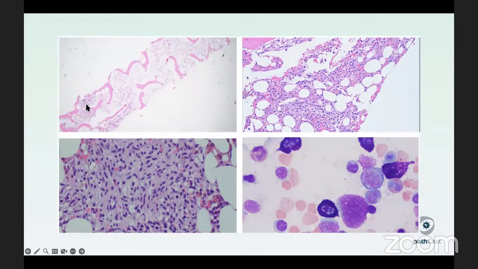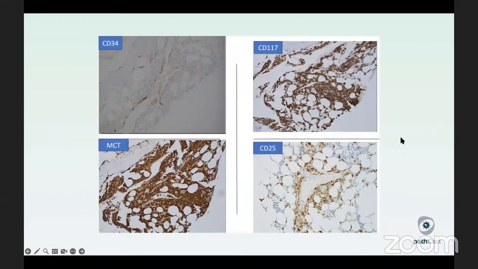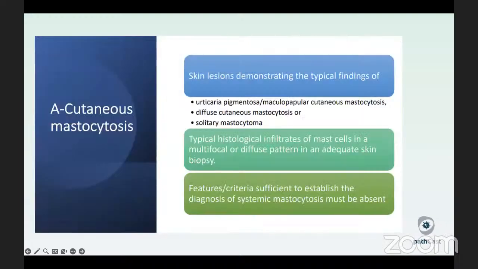Mast cells, you can see some focal aggregates of mast cells, spindle cell aggregates like this one, and they are beautifully looking here in the aspirate smear, dark granules like this one. These are the mast cells. They stain very strong with CD117, also known as c-KIT, and this is the activating mutation in this disease. Mast cell tryptase should be positive. CD25 and CD2 highlight the neoplastic mast cells.